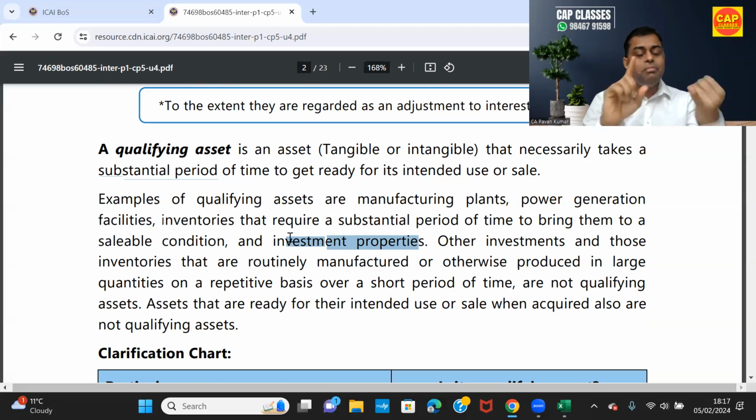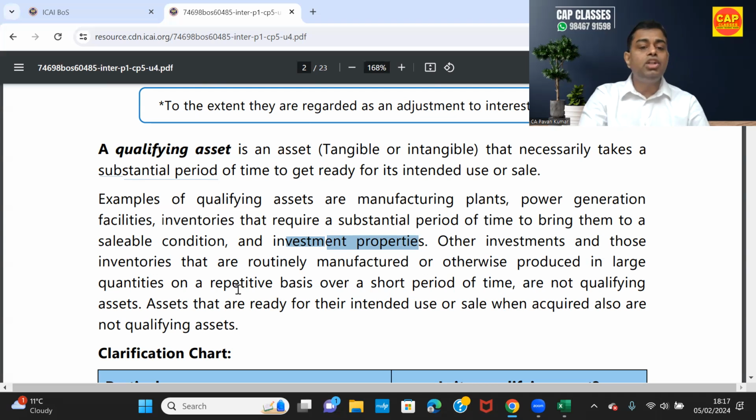So your asset can be an asset as per Accounting Standard 2, Accounting Standard 13, Accounting Standard 10, or Accounting Standard 26. Inventory, tangible assets, intangible assets, investment property, all the 4 types of assets can be qualifying assets if they take more than 1 year of time. But 1 year need not be very strictly used. Sometimes even if it is 9 months, 10 months, we can say that it is a qualifying asset. So it depends on the situation.